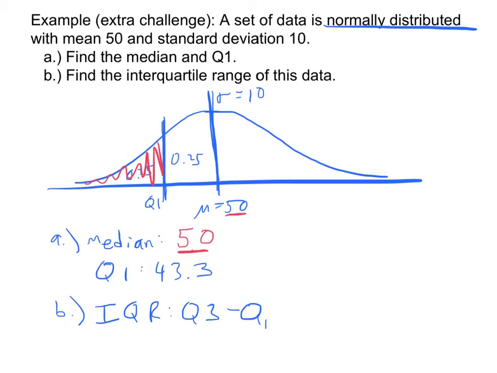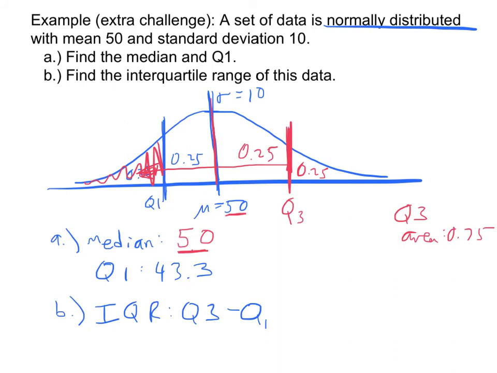So store that, and then pause the video, think about how you're going to find Q3, and go ahead and compute that. So Q3 is the value that's up here, and the idea on Q3 is that 0.25 is above it, and 0.25 is between here and here. Hopefully you figured this out on your own. For Q3, what is the area that we're interested in? Well, for Q3, the area to the left of it is 0.75. So if I'm going to be computing Q3, I'm going to have to use an area of 0.75. When we punch that into the calculator, let's see what we get. I ended up finding out that Q3 is 56.7.